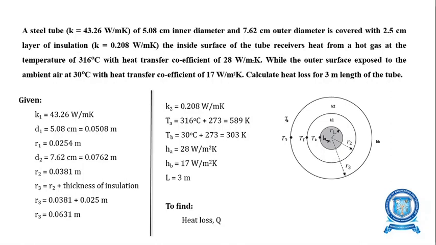The inside surface of the tube receives heat from a hot gas at the temperature of 316 degrees centigrade with a heat transfer coefficient of 28 watts per meter square Kelvin, while the outer surface is exposed to the ambient air at 30 degrees C with heat transfer coefficient of 17 watts per meter square Kelvin. Calculate the heat loss for 3 meter length of the tube.